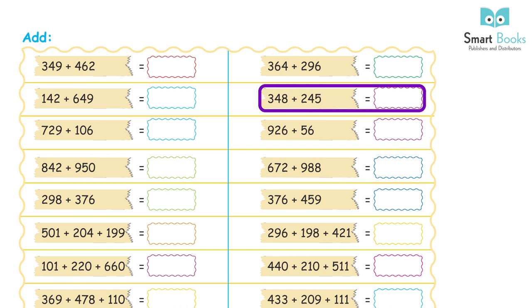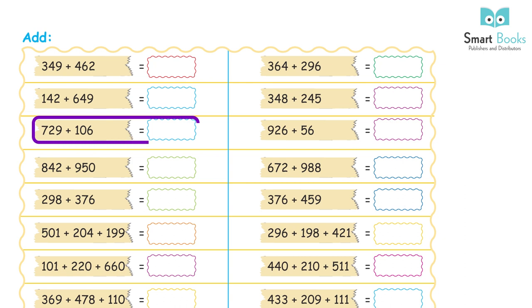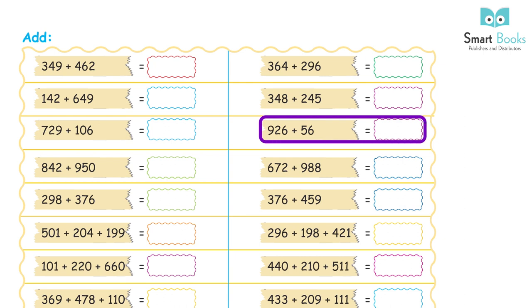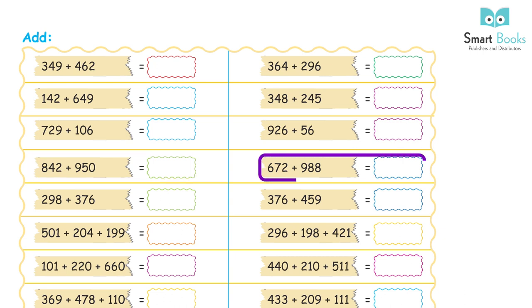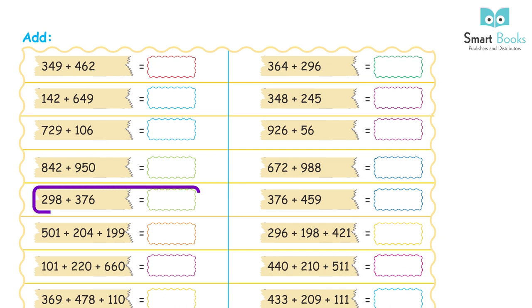348 plus 245 is equal to 593. 729 plus 106 is equal to 835. 926 plus 56 is equal to 982. 842 plus 950 is equal to 1792. 672 plus 988 is equal to 1660. 298 plus 376 is equal to 674.